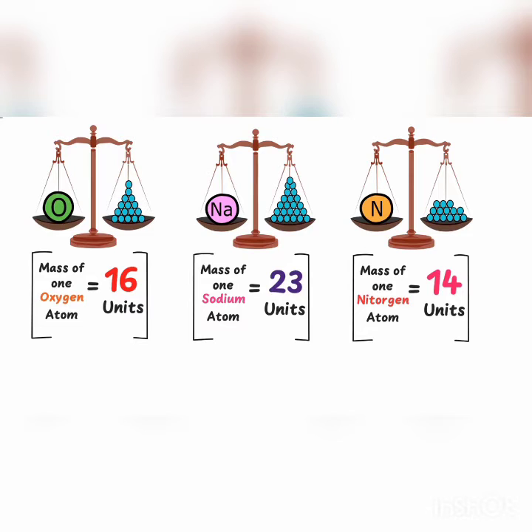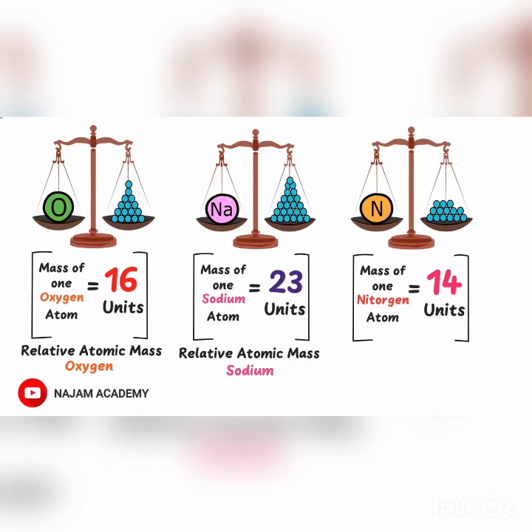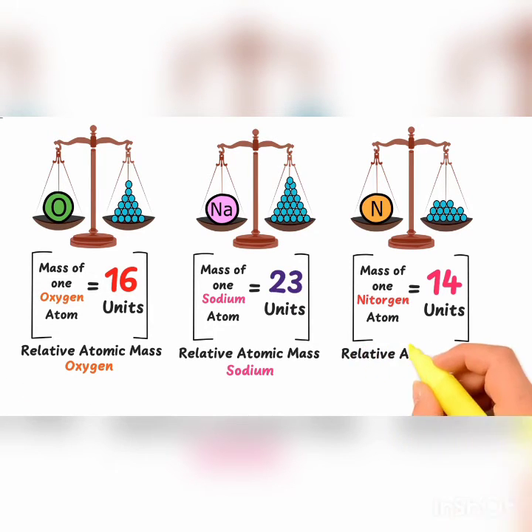Now listen carefully. The mass of one single oxygen atom is equal to 16 units of carbon atom. We call this the relative atomic mass of oxygen because it is compared with the standard units of carbon atom. Like that, the mass of a sodium atom is equal to 23 units of carbon atom, and the relative atomic mass of nitrogen is equal to 14 units of carbon. Therefore, the masses of these atoms are called relative atomic masses.